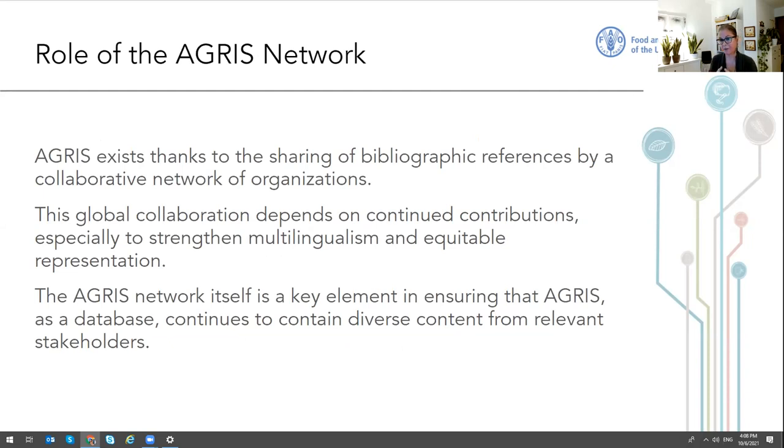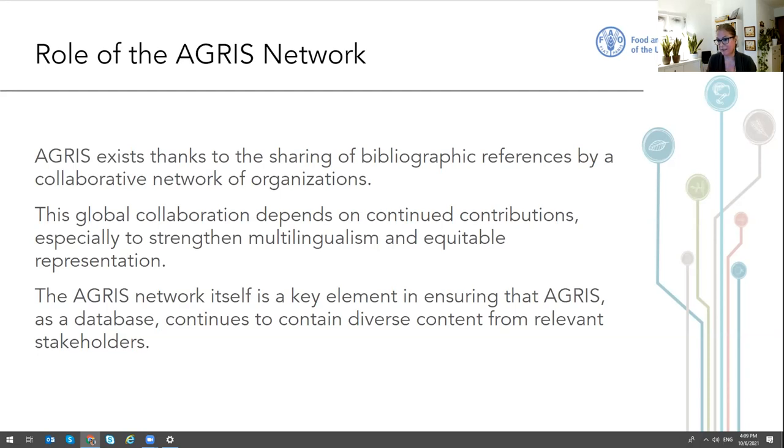Let's talk about the Agris network, which is new. I think that we never presented this in DCMI before as such. So we can have this database so populated, as I mentioned before, because organizations are coming to us and sharing their bibliographic references. So we have a real dependency on our member countries, the organizations related to our member countries, to submit these contributions. And also to strengthen multilingualism and equitable representation.